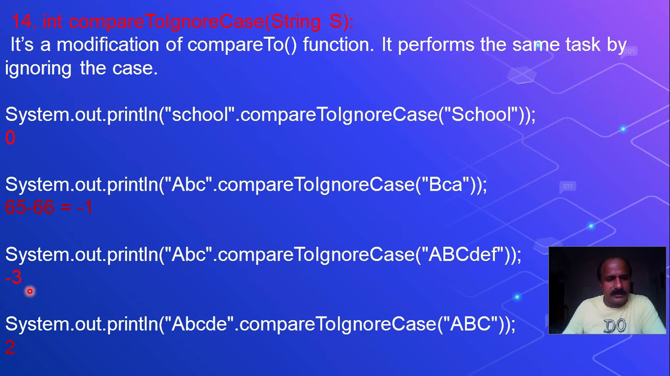This one is having 3 characters less than this one. That's why minus 3. Now System.out.println "ABCDE" compareToIgnoreCase "abc". Look at here, this string is greater than this one. See ABC, ABC, no problem. Here the cases are different, but it is ignore case, so it's not a problem. And coming over here, this string is greater than this one by how many characters? 2. So 2 is returned over here.